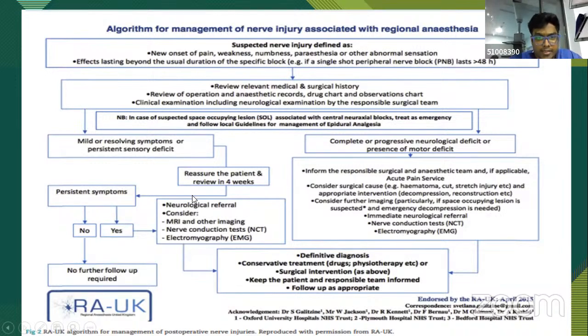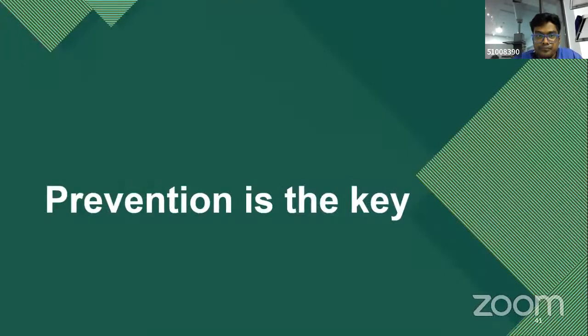If symptoms are there, you give a neurological referral, consider MRI and imaging, nerve conduction studies and EMG, then manage accordingly. Otherwise, if the patient has a complete or progressive neurological deficit or a motor deficit, then you call the acute pain service and involve the surgeon for any hematoma, cut, or stretch injury, then decompression, reconstruction, nerve conduction studies and EMGs, and then follow up accordingly.